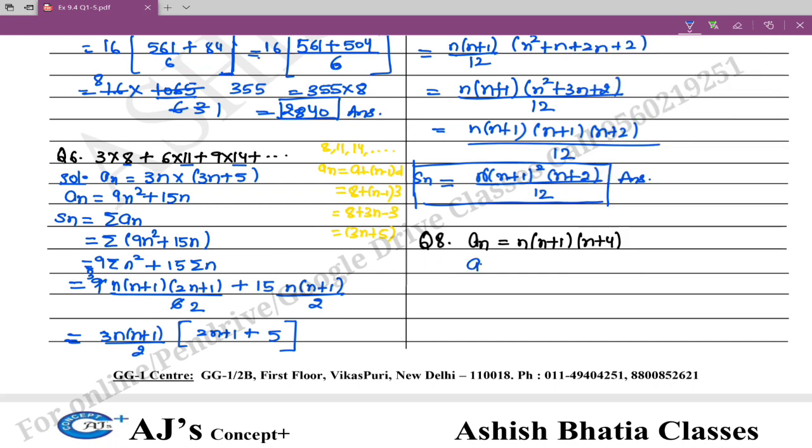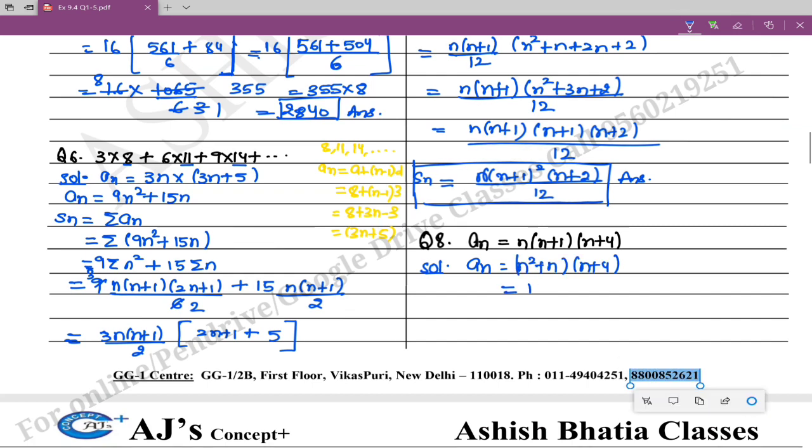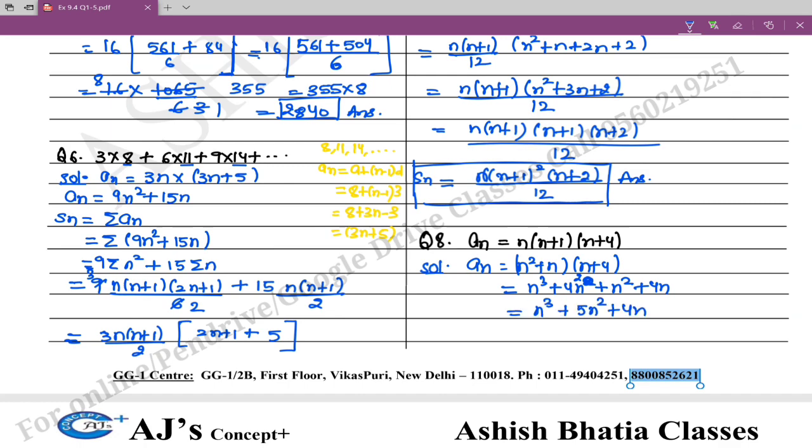So what will we do? We will first simplify the an. It would be n square plus n into n plus 4, which will further be equal to n cube plus 4n square plus n square plus 4n. This pen is not working properly. So which will be equal to n cube plus 5n square plus 4n. So we got the an here.